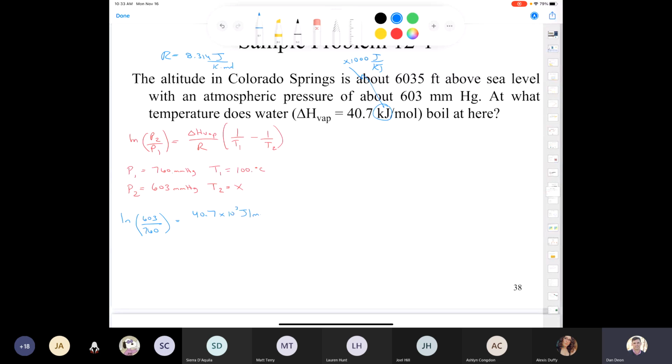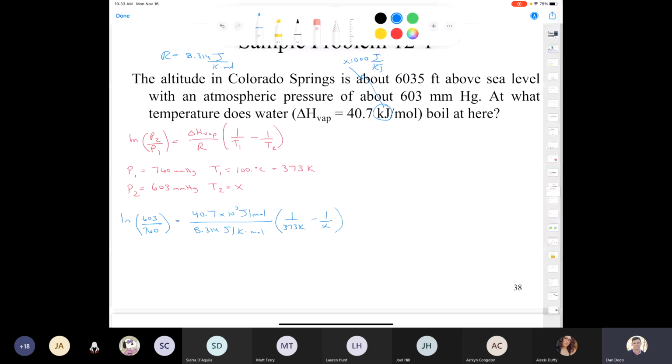joules per mole divided by 8.314 joules per Kelvin mole. And then I'm going to multiply that by 1 over T1. So 1 over 100 degrees Celsius. Remember, temperature has to be in Kelvin. So that's 373 Kelvin. So I'll put 1 over 373 Kelvin, subtract 1 over X. Like that.